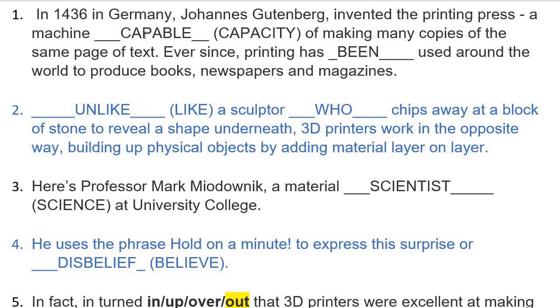Okay, so capable of doing. Remember, able to, capable of, and then ing. This is the passive, so has been used. You need the correct form of verb to be. Unlike, contrast. Unlike a sculpture, okay, 3D printers work in the opposite way, so unlike for contrast.